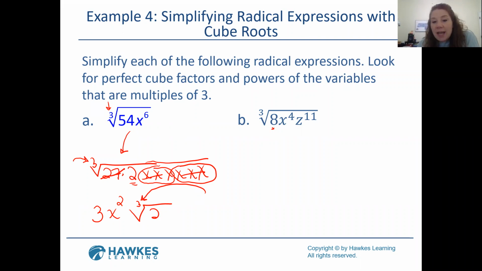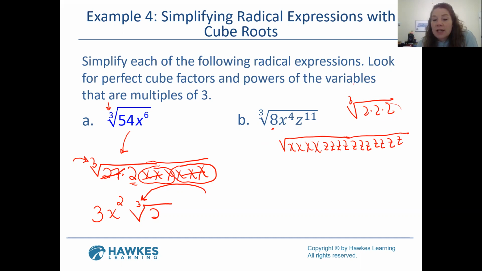All right, now 8 is a perfect cube. So basically 8 is 2 times 2 times 2. So there's our group of 2s, one group of 2s. But then let's do our variables. We have 1, 2, 3, 4 x's, and then 1, 2, 3, 4, 5, 6, 7, 8, 9, 10, 11 z's. Oh my goodness. So first of all, we know that 8 is a perfect cube, so we get a 2. Then we get one group of x's, one group of x's that represents 3.